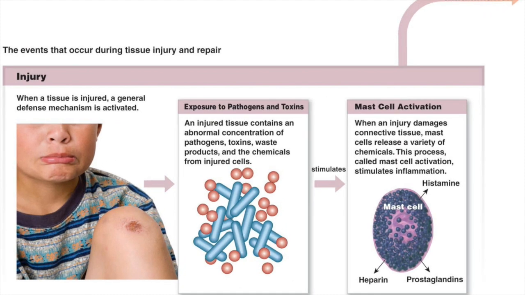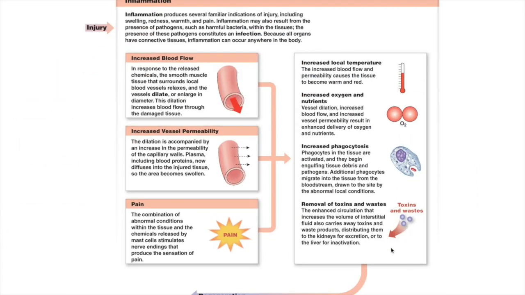And in response to an injury, as we're exposed to pathogens or toxins, mast cells are activated, and they release their histamine, and this is going to cause inflammation. And the inflammation is going to increase the blood flow, and that's going to bring in oxygen and nutrients that are needed for repair. It's also going to bring in white blood cells that can get rid of our toxins and wastes. And it causes pain, unfortunately, but it is a good thing.